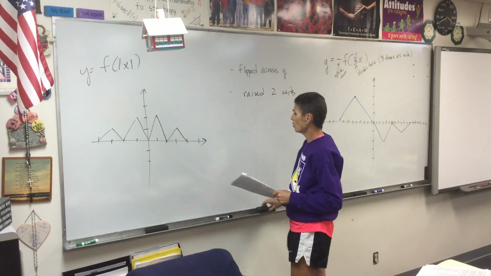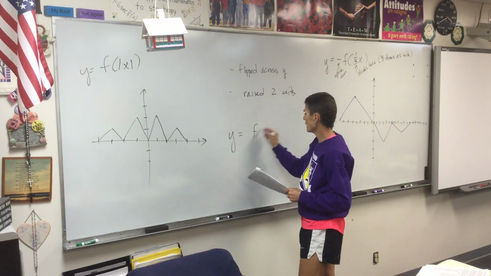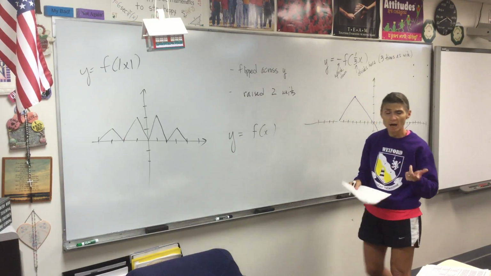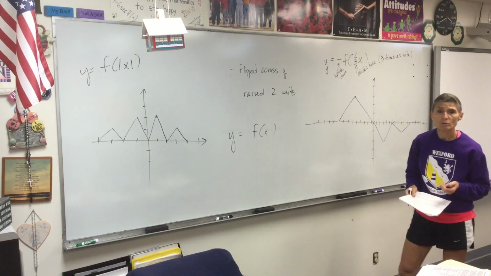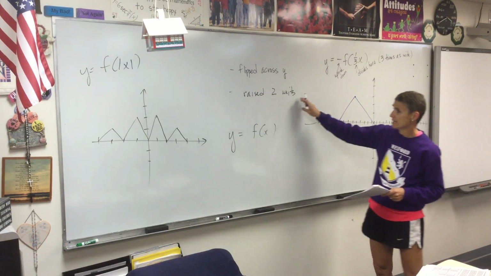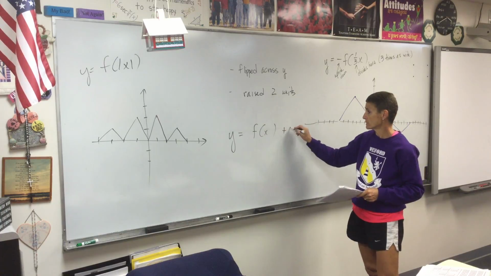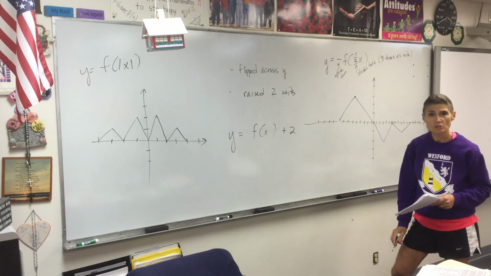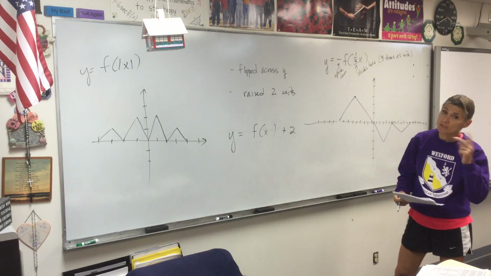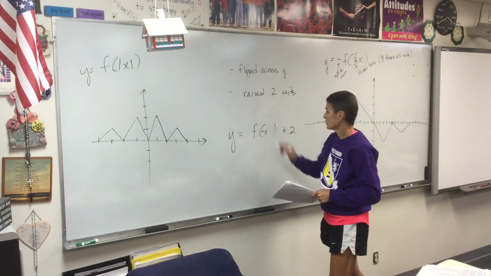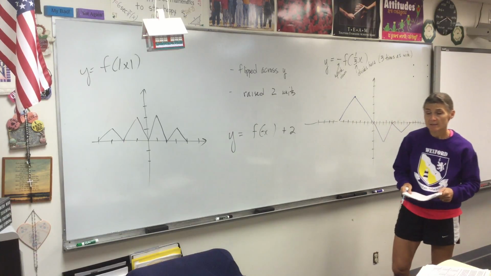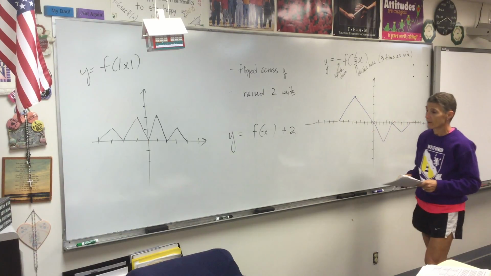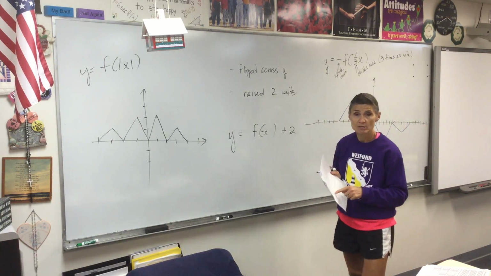So now we're going to write the equation. We have y and f of x. What accomplishes those moves? Well, raising it up 2 is a +2 on the end. What flips it across the y-axis? If you want to do a sideways flip, you got to put the negative on the x. So there's the equation that would generate this picture.